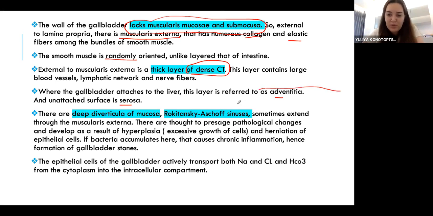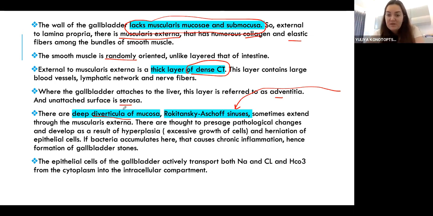And now the most important thing, that's all they want from you in terms of gallbladder: there is something called Rokitansky-Aschoff sinuses. They are diverticula of mucosa. Anybody know what a diverticulum is? How would you describe diverticulum in simple English? Okay, a diverticulum is an outgrowth. For example, your appendix is a diverticulum of your colon. It is the outgrowth of your colon.